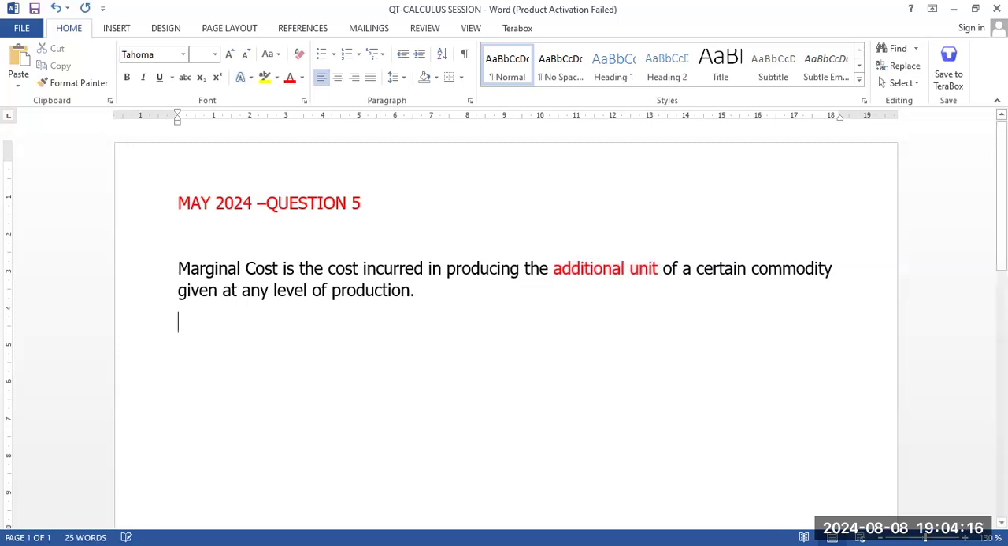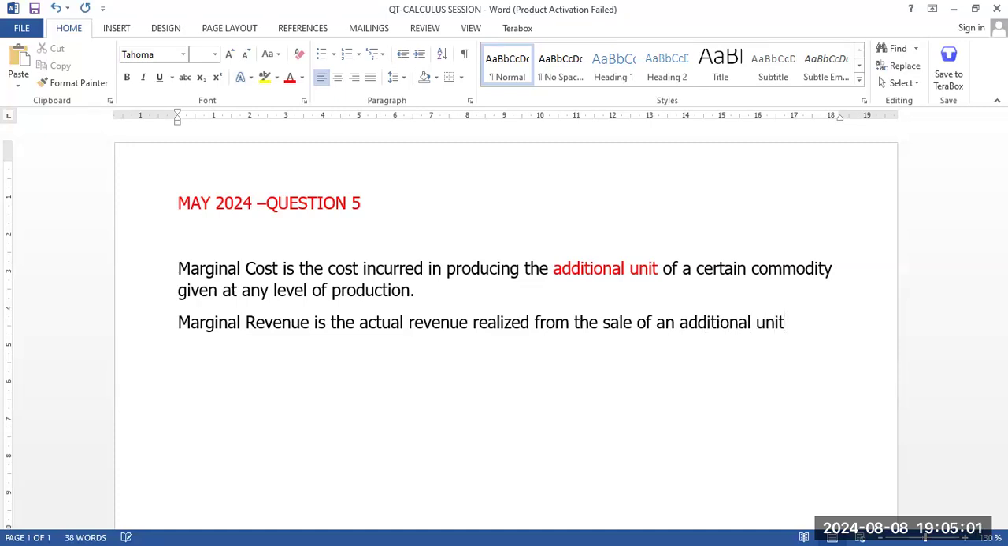The marginal revenue is the actual revenue realized from the sale of an additional unit of a commodity. It is what you're going to receive as your revenue from the sale of additional units.